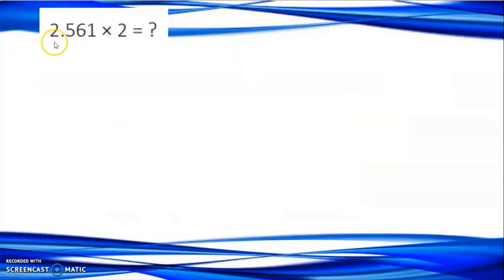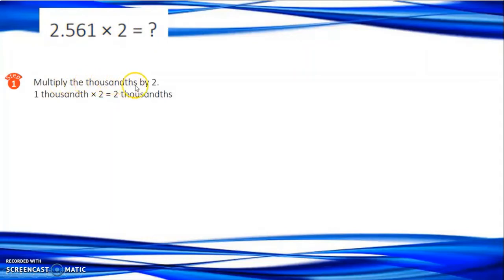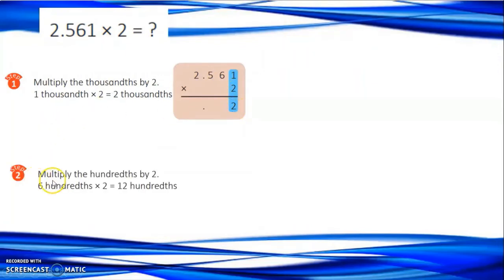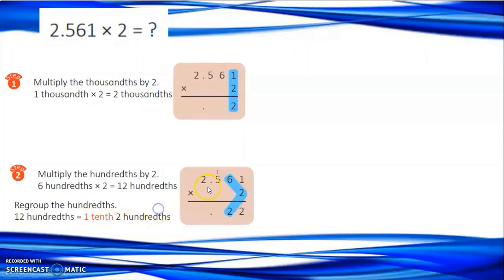One more example. 2 and 561 thousandths times 2. So multiply the thousandths by 2. We have 1 thousandth times 2 is equal to 2. Step 2, multiply the hundredths by 2. So we have 6 hundredths times 2 is 12 hundredths. We have 12, which means regroup the hundredths. We have 1 tenth and 2 hundredths. Or just put 1 up and 2 down.